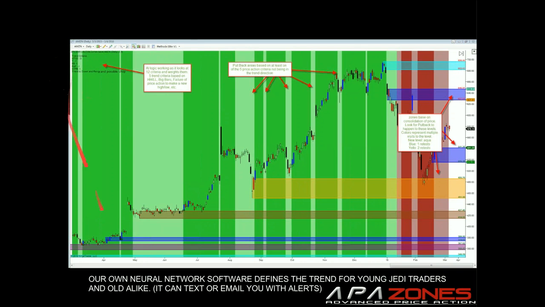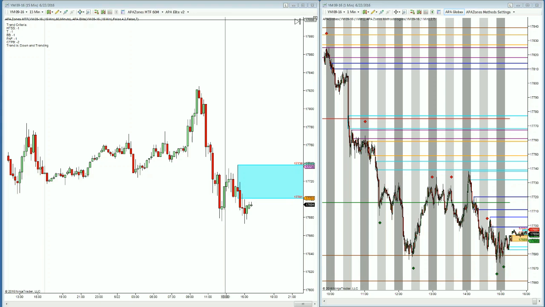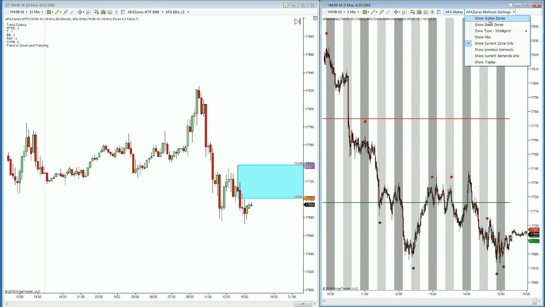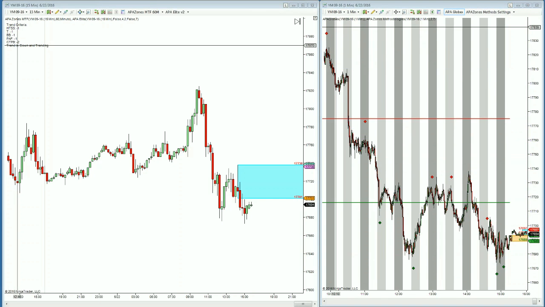So this is what we call the elite package, and it's really, really cool. It can email you with alerts, it can text you with alerts, all kinds of stuff. We have this wonderful scanner piece of software, and let me see if I can pull that up here for us real quick. All right, so here's the live charts, and let me flash my zones here just real quick so I can get back to the way that I like to see everything, okay?